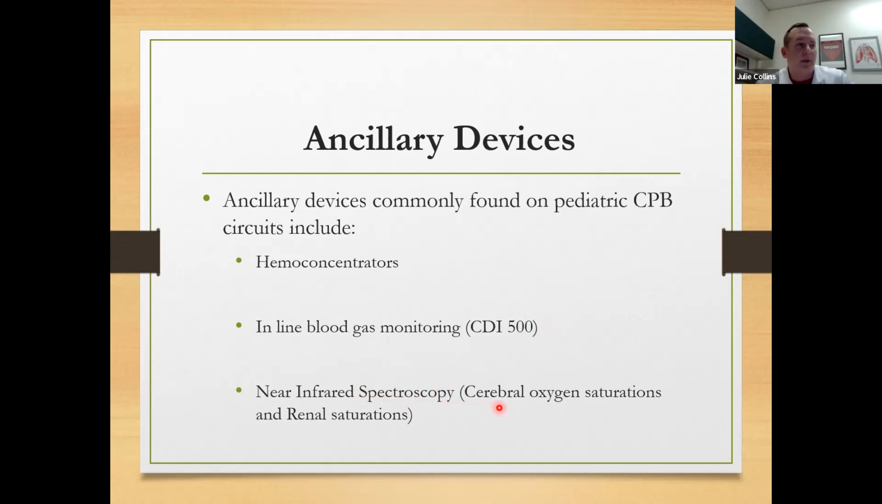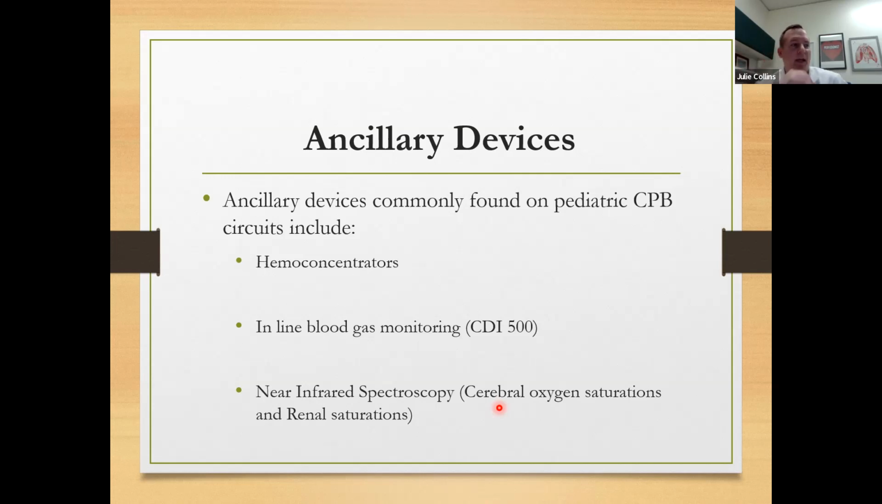And on our smaller kids, we will put one pad on the head, one pad on the flank. The flank will give us essentially regional renal perfusion. And everything that you would think would make the NIRS increase, it responds to. Everything that you would think would make NIRS decrease, it responds to.